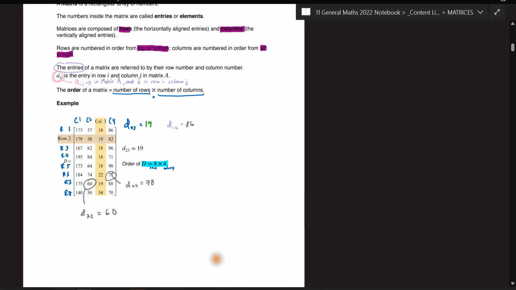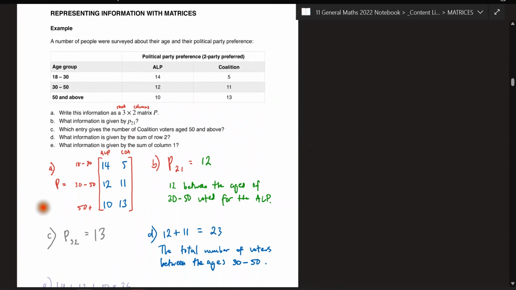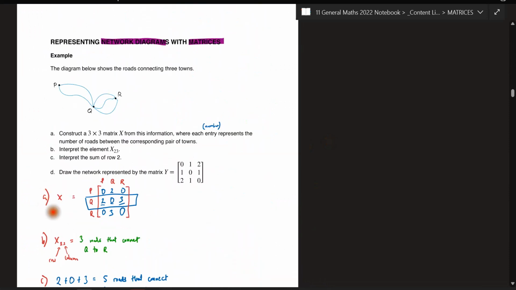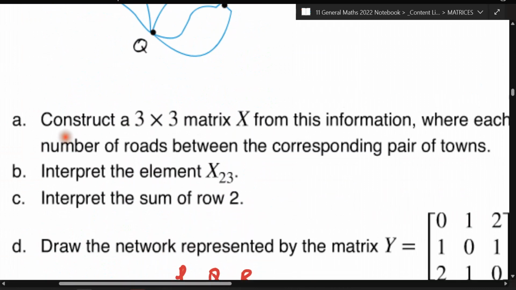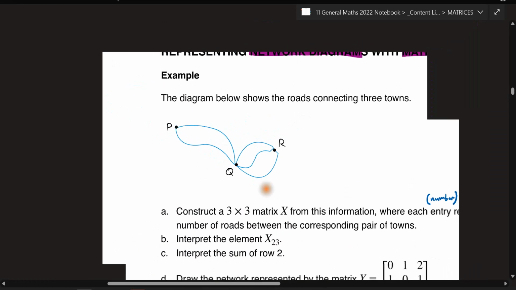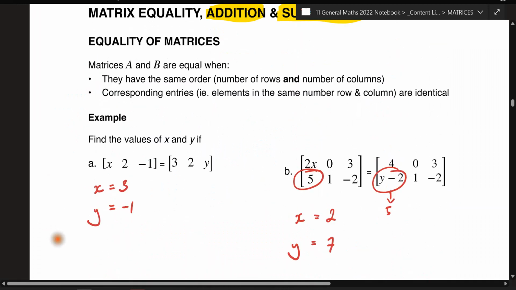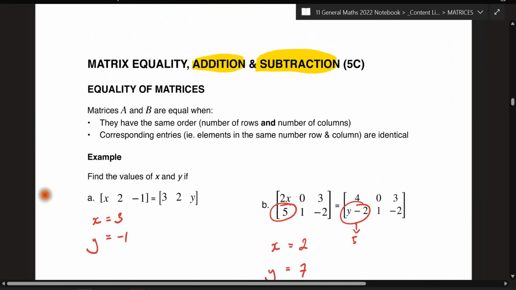So 5A is good. 5B, which was what we did yesterday, we looked into representing networks using matrices. So the dots and lines, and they represent connections between one another. And then the topic after that was 5C, which was adding and subtracting your matrices, which is what we learned about yesterday. So if you weren't here, please watch the video for that.